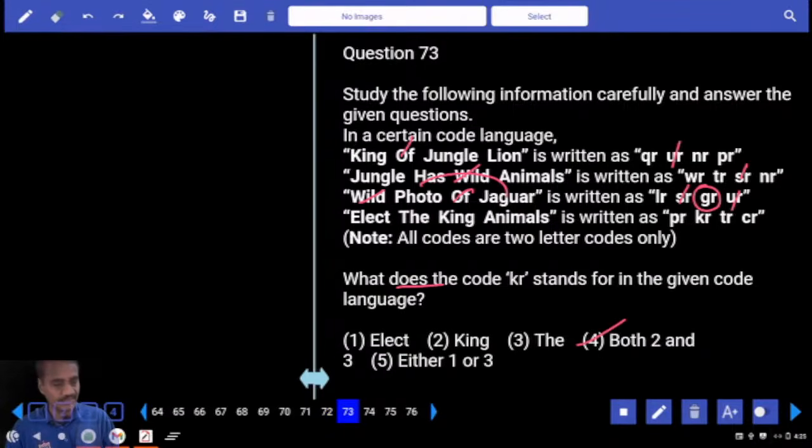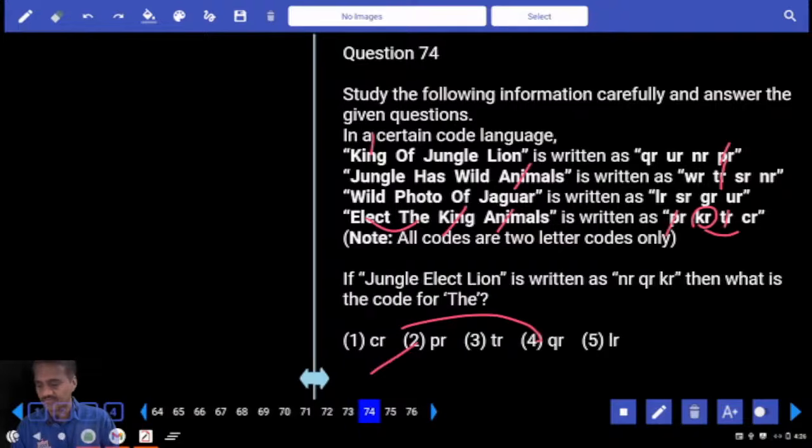Then 73. What does KR stand for? Where is KR? KR is here. Now as KR is here, then PR, TR, CR. And PR and TR. What else is left over here? Now CR is not there. So what should be the code for KR? Then the words that are common. Now king is common. Then animals is common. Elect or the. The are elect. 1 or 3, choice 4, question number 73.